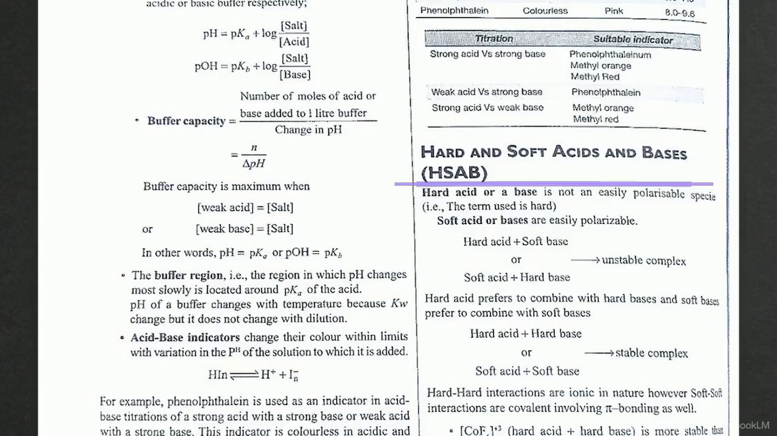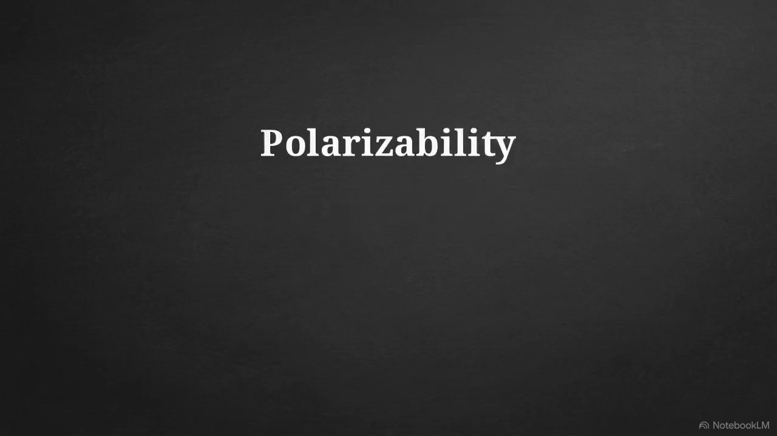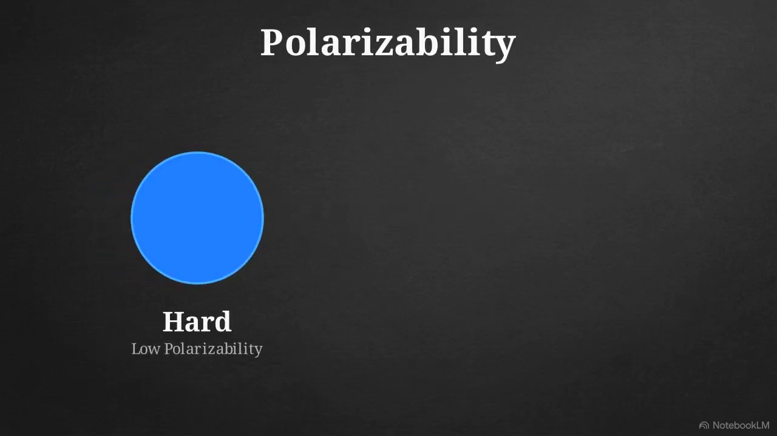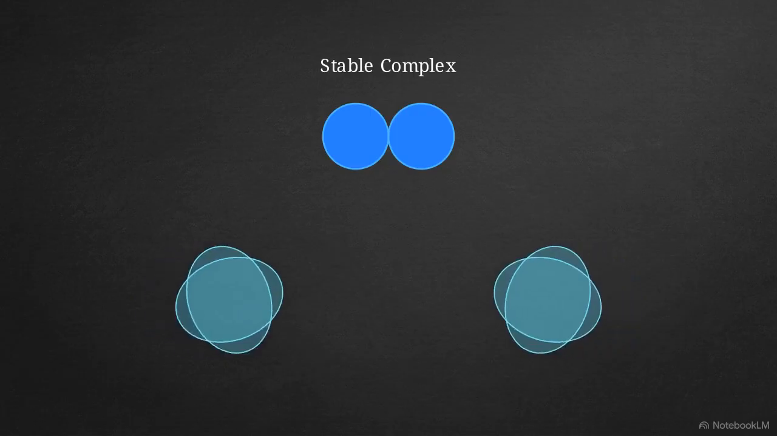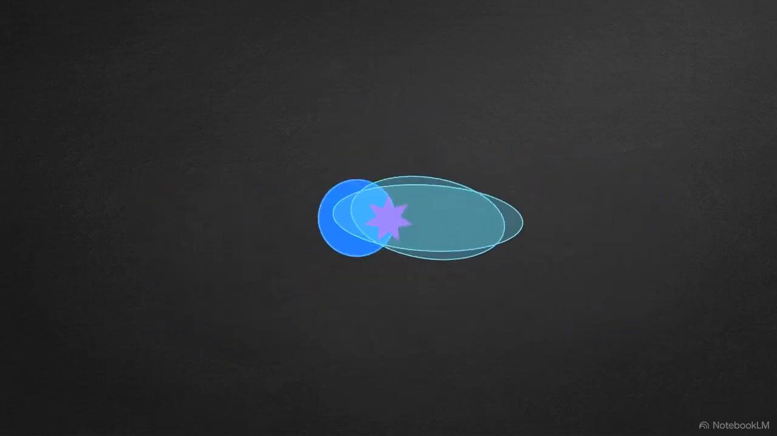The hard and soft acids and bases principle, or HSAB, provides the rulebook for these interactions. It is based on polarizability. Hard species have dense, rigid electron clouds that are difficult to move. Soft species have larger clouds that are easily deformed. Hard acids prefer hard bases, and soft prefer soft. Mismatched pairs fail to bond effectively.